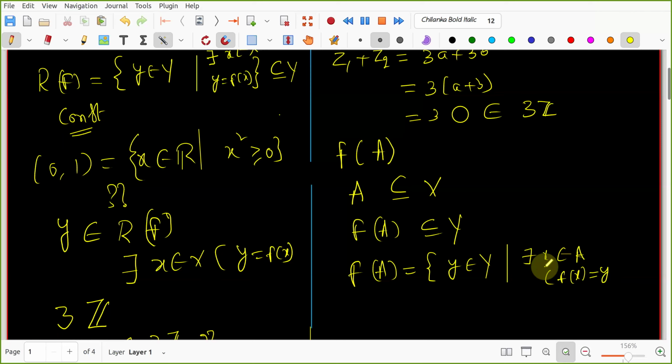OFCM means quantifiers, okay? OFCM gives importance to quantifiers. There is a need for it. Y is in f of A means there exists an x in A such that f of x is equal to y, right? Yeah. Okay. Thank you.